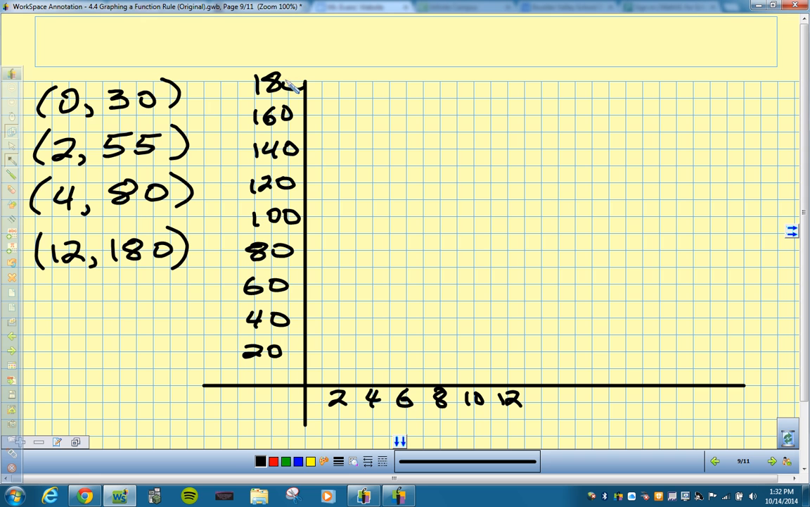So at 0 on the x, we get 30 on the y. At 2 on the x, we get 55. At 4 on the x, we get 80. And at 12 on the x, we get 180. And we know this thing's going to be a straight line. If you graph it and your points are not on a straight line, that's your clue that you did something wrong. So we're going to draw the line in. So there's your line.